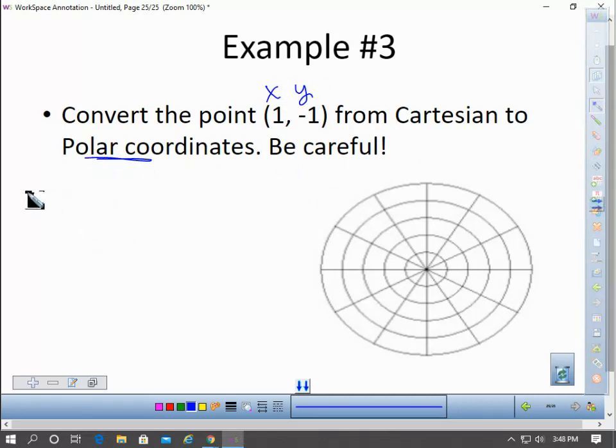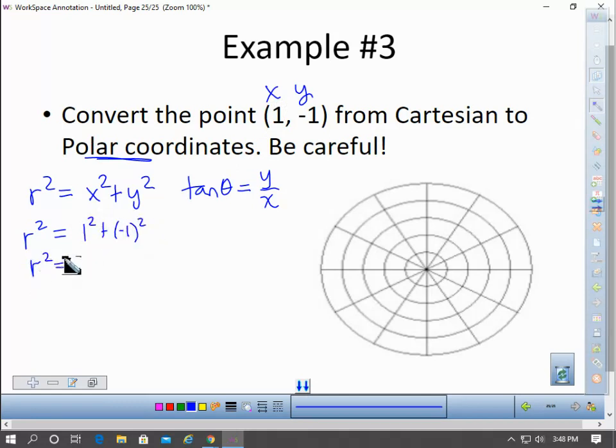So that's where you're going to use that r squared is x squared plus y squared, and that the tangent of your angle is y over x. So our r squared is going to be my x squared plus my y squared, so that's 1 squared plus negative 1 squared. So r squared is going to be 1 plus 1, which is 2. So r is going to be radical 2.